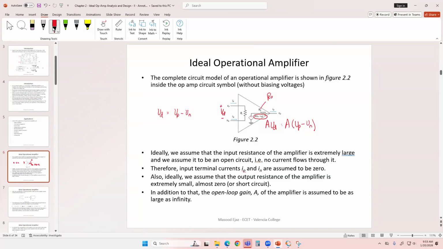So these are our assumptions for the ideal amplifier. The open loop gain or intrinsic gain is assumed to be infinity. The output resistance is very small, assumed to be almost 0, or a short circuit. And the input resistance right here is extremely large, and it is assumed to be infinity. That is, it is an open circuit.